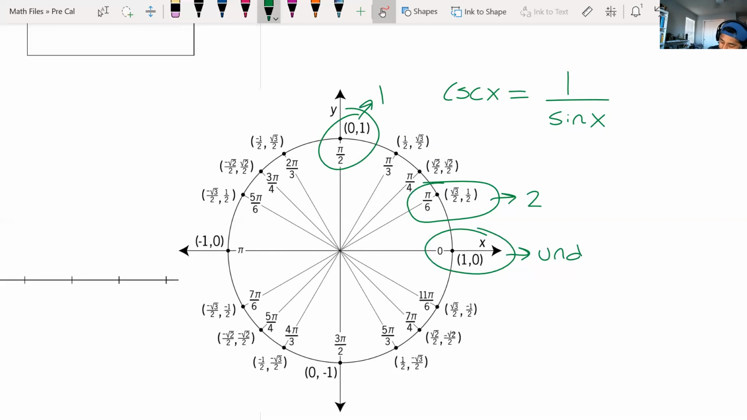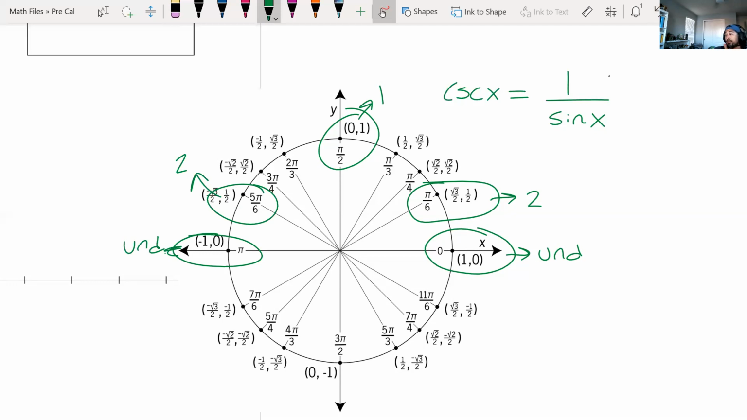And then we come to 2 pi over 3. Do we want to reciprocate that? No. Do we want to reciprocate square root of 2 over 2? No. Do we want to reciprocate 1/2? Yes. So this means that for 5 pi over 6, we're going to get 2. And then we come to pi. And what's the reciprocal of 0? Undefined. These are the coordinates we're going to use for cosecant.